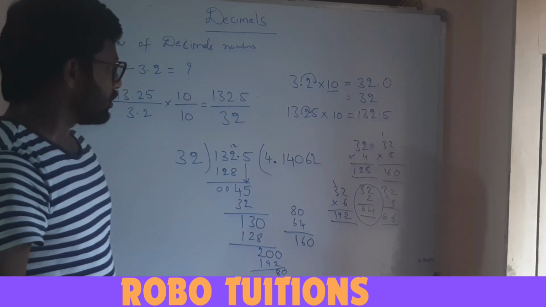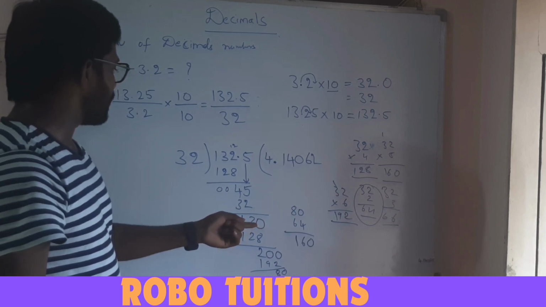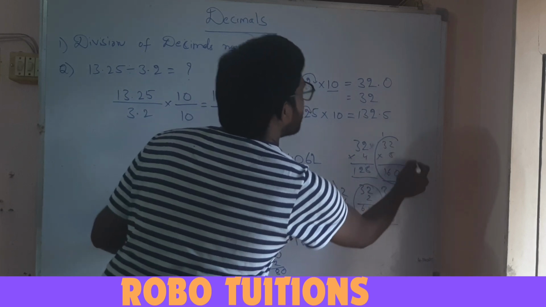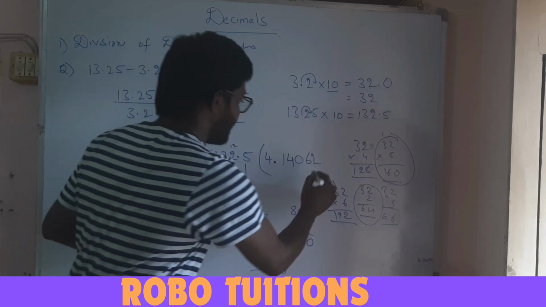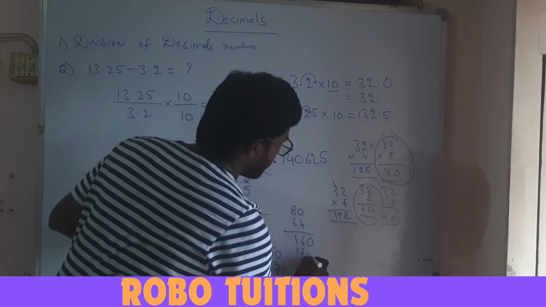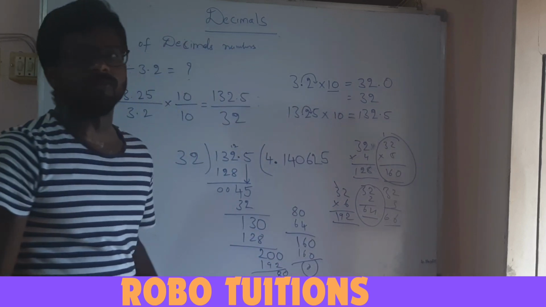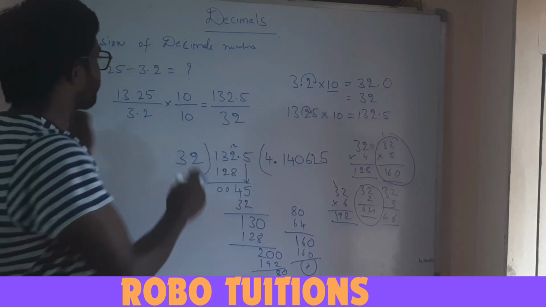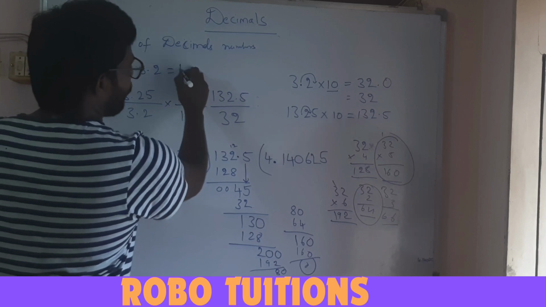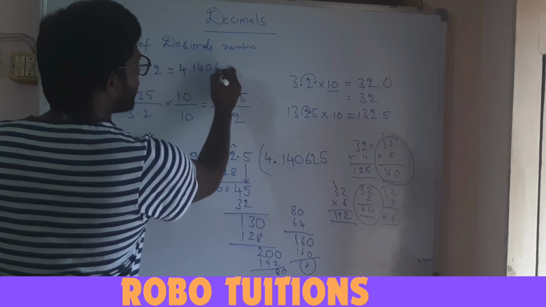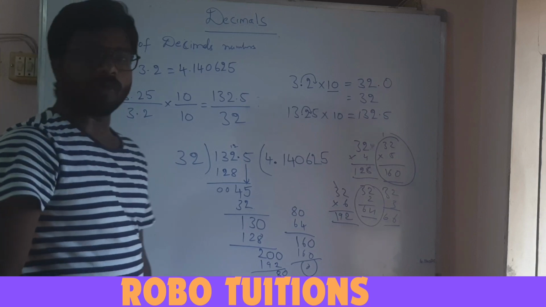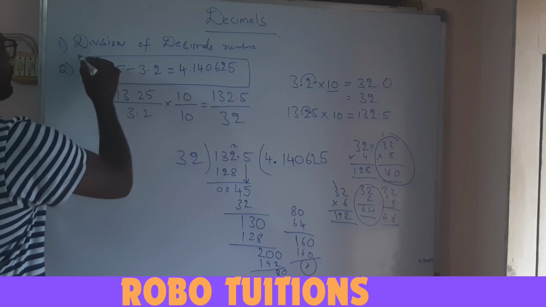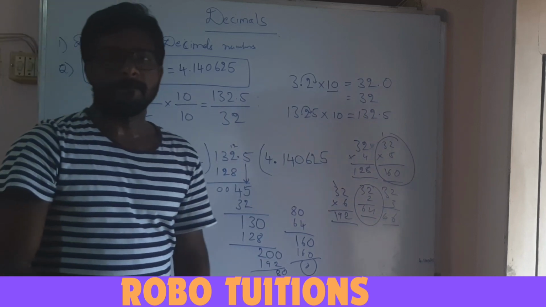160 will come. So how many times does 160 come in the 32 table? 32 5s are 160, you already know. So the remainder is 0. The final answer is 4.140625. This is the final answer for the given question in decimal division. Okay, thank you.